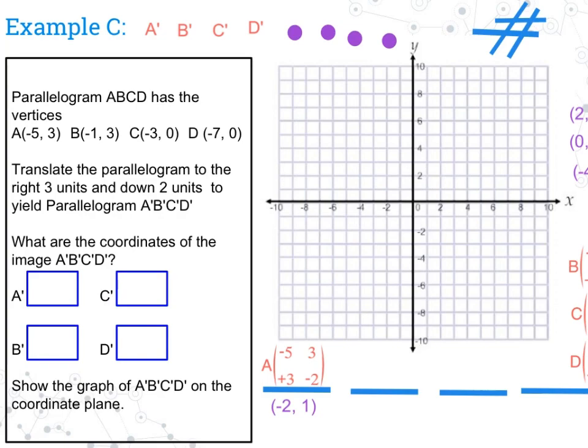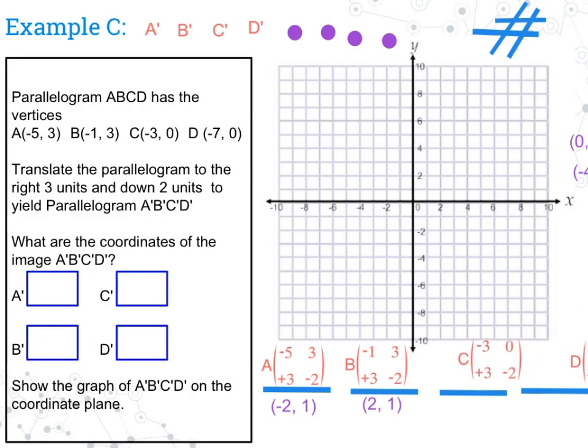So let's take a look at coordinate B. So coordinate B is at -1, 3. So again, I'm going to perform the same translation. I'm going to add 3 and subtract 2. So when I do that, -1 plus 3 is going to give me +2, and 3 minus 2 is going to give me 1. So I've got 2, 1.